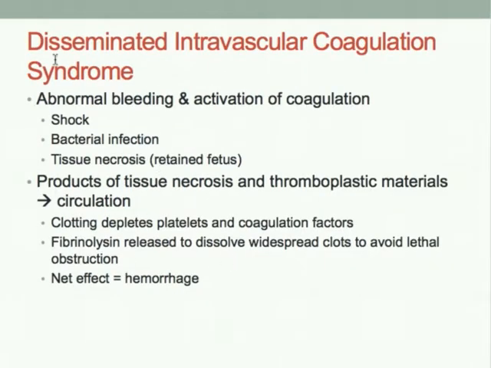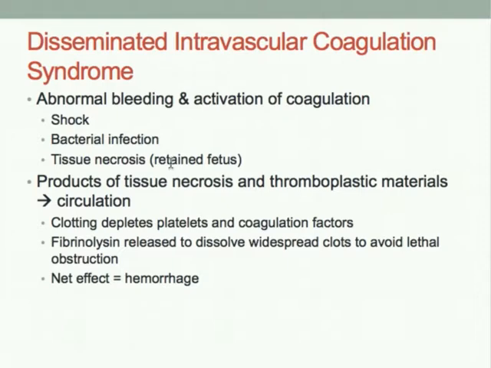Okay, the final thing in coagulation disorders, again, this is DIC, death is coming. It's a really severe problematic disorder: disseminated, which means all over, intravascular, within vessels, coagulation, which is clotting, syndrome. So this is when there's a huge amount of bleeding and the coagulation cascade becomes activated. This can happen in the case of shock, infection, tissue necrosis, most specifically in the case of a retained fetus. If there isn't a successful miscarriage, then that's necrosed tissue.